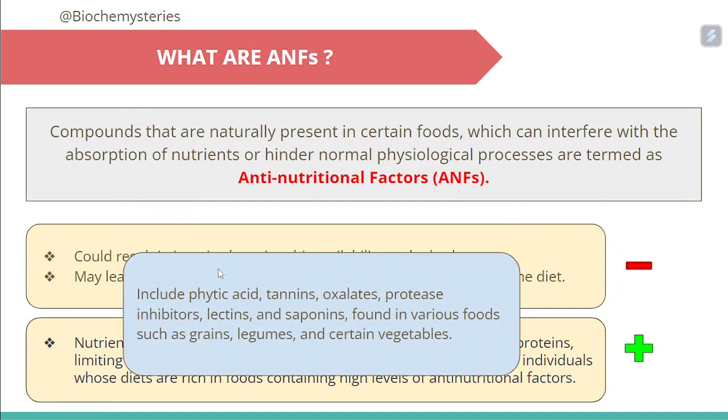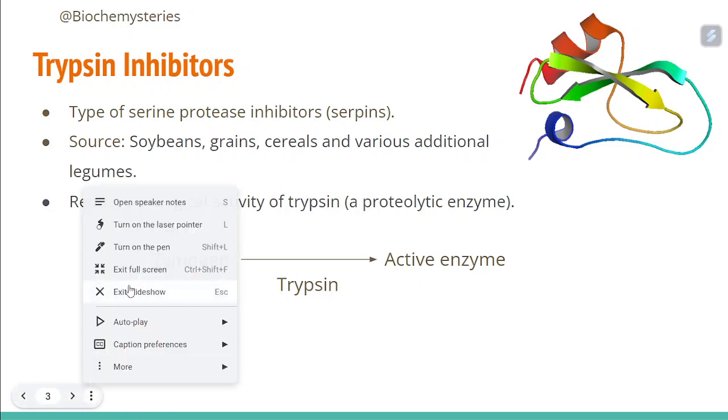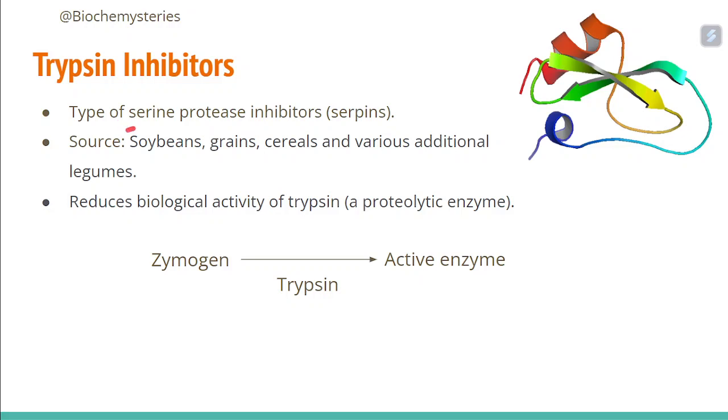Some ANFs are phytates, tannins, oxalates, lectins, saponins. And there are different foods like grains, legumes, and certain vegetables. So let's start with trypsin inhibitors. Trypsin inhibitors, as the name suggests, inhibit the trypsin enzyme. They are also known as serine protease inhibitors because trypsin has serine in its active site. The sources of trypsin inhibitors are soybeans, grains, cereals, and various other legumes.